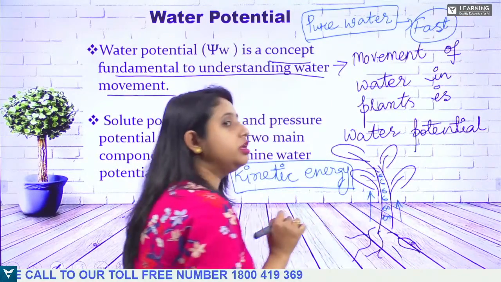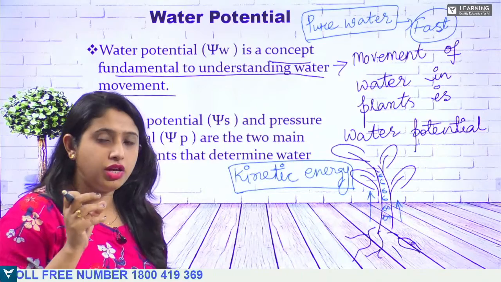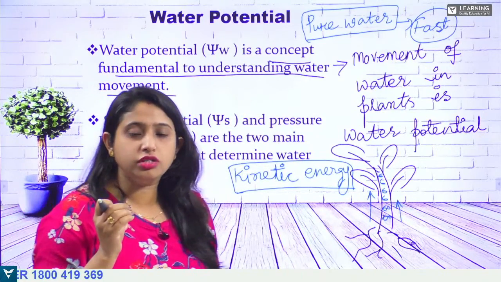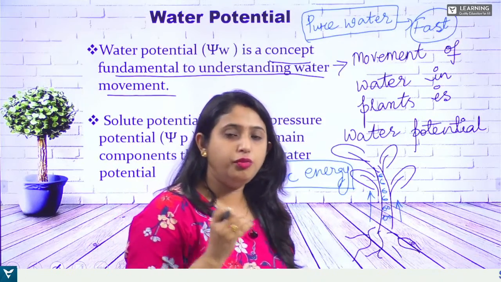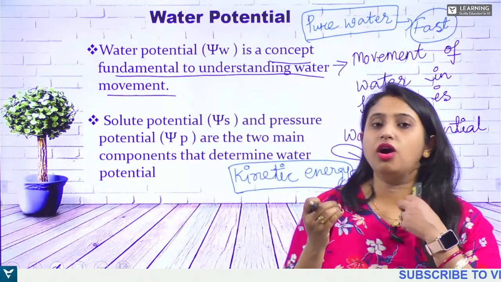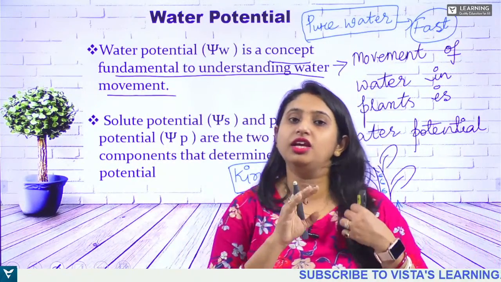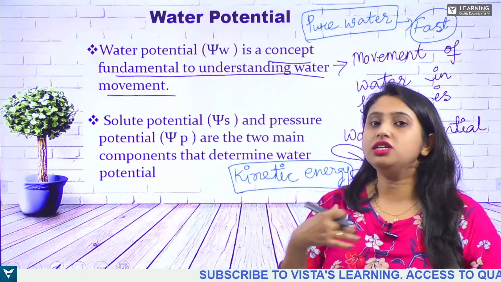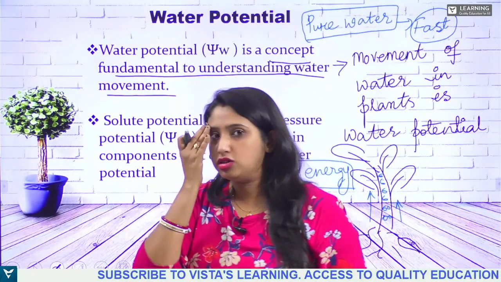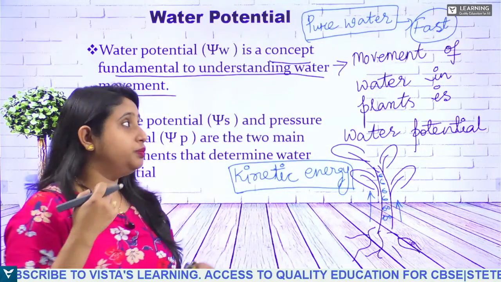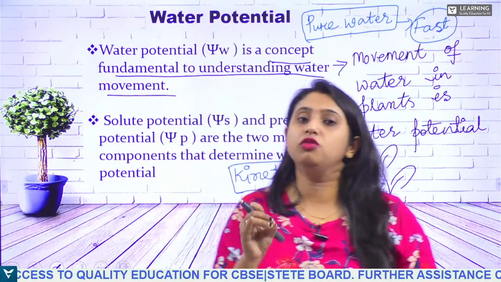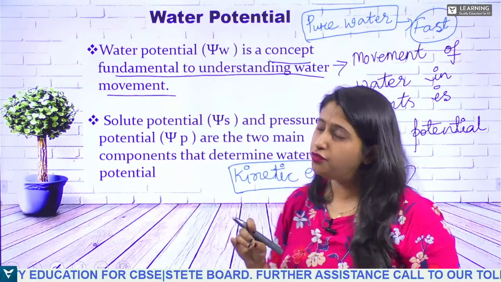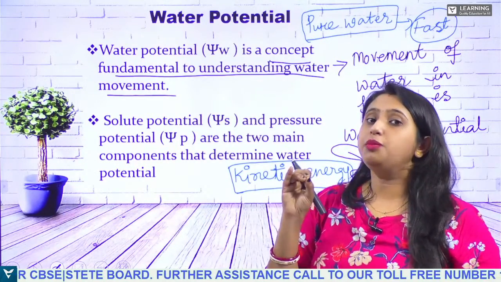But if the water is mixed with solutes, the movement of water will be slow, right? When the water is pure, that is nothing is mixed in it, the water can easily move to different parts of the plant, isn't it? So this is water potential. It is nothing but the movement of water into the plants. Very, very simple. Now, it depends upon two things.